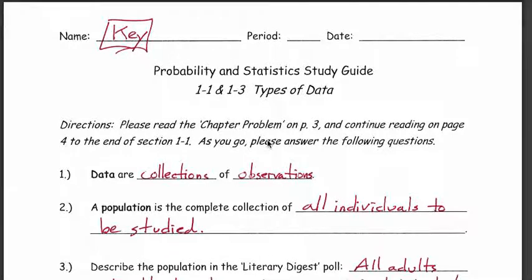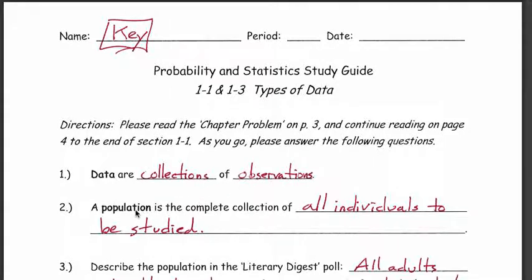Hi there. Let me take a few minutes and discuss some of the questions on the study guide over data types. So first of all, question one, data are collections of observations. Those collections could be, for instance, a set of GPAs for a particular class at our high school. It could be a collection of license plate numbers of randomly chosen cars driving down US 31. It's simply a collection of observations, and the observations are tied to particular individuals that are being studied.